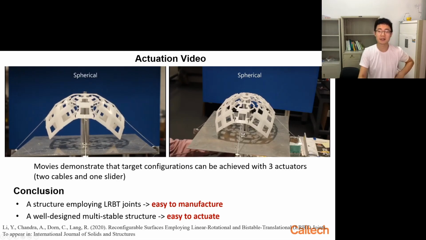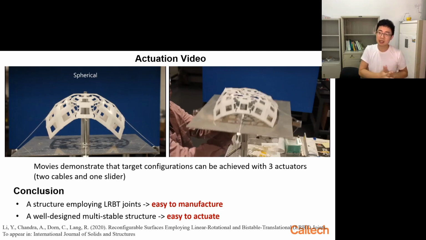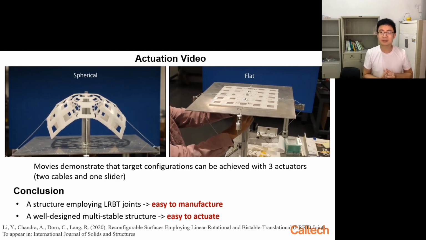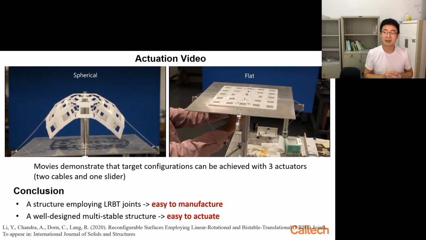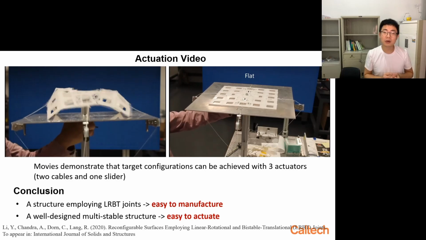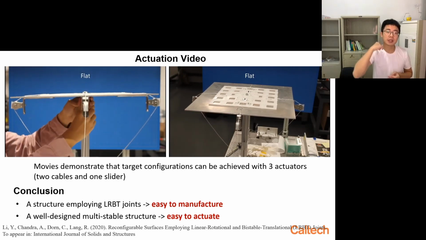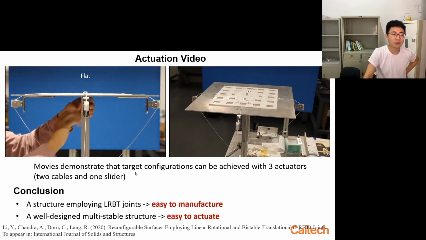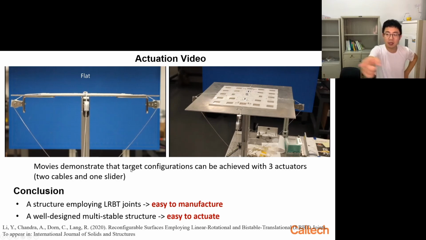Okay, spherical direction. And you can see this is just another way of doing it, right? Instead of using the previous one, this actually is even easier to manufacture, and also more stable than the previous one. This is also lighter. It's very light. So this is another idea of doing these reconfigurable surfaces. This also can do other surface shapes and tile shapes. These tiles are all square shaped.